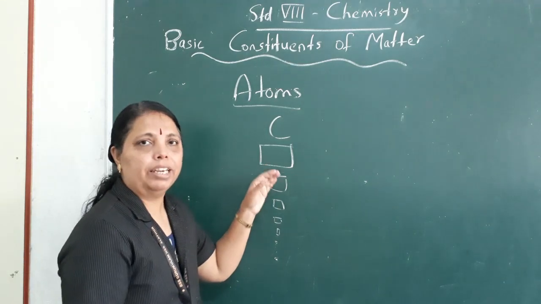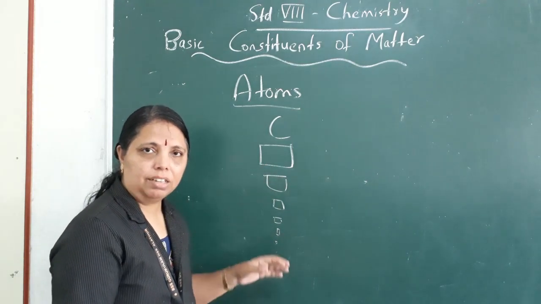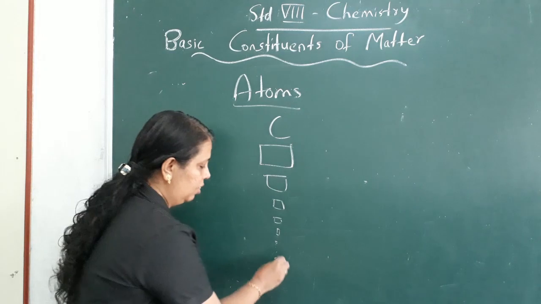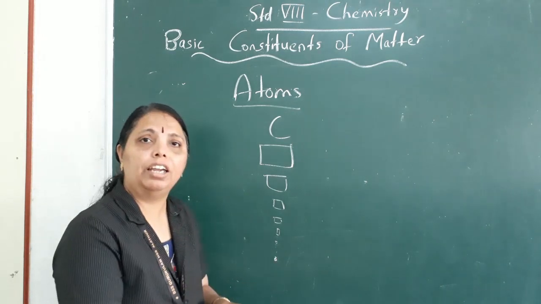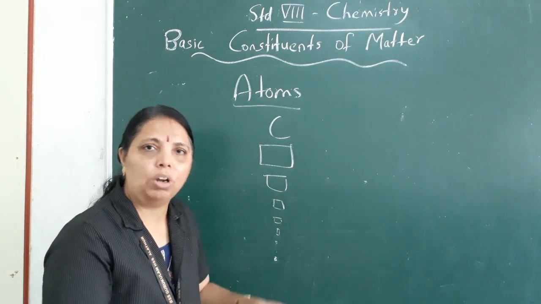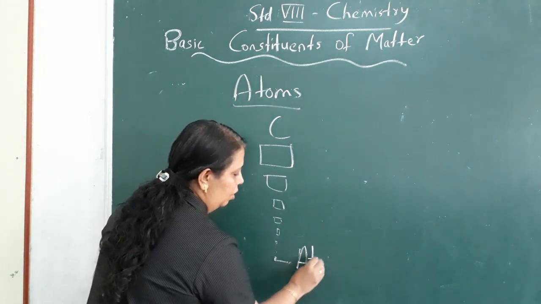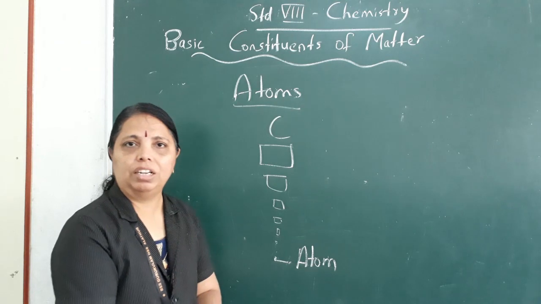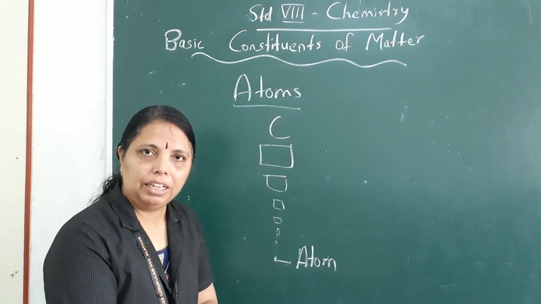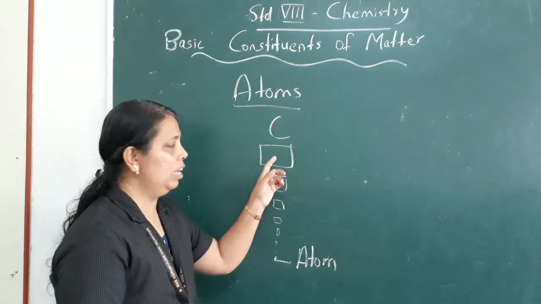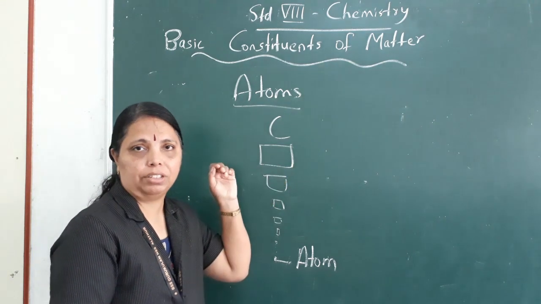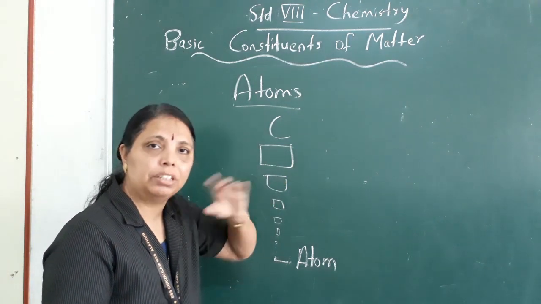I can only make it smaller. At last, finally, I will get just one point where I cannot make it any more smaller. And that particular final thing that we get is called the atom. Okay? So, atom is the smallest particle of an element which cannot be divided any further.